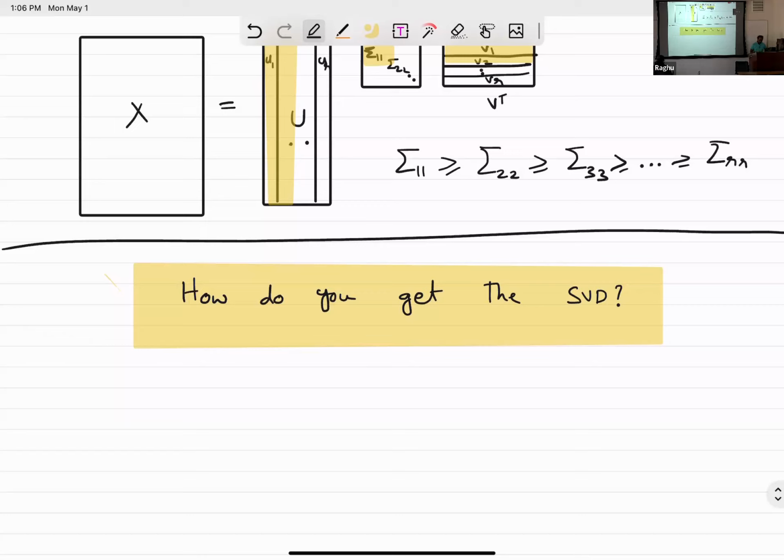Okay. All right, let's take a 5 minute break, and when we come back, we'll start with trying to figure out an algorithm for computing SVD.